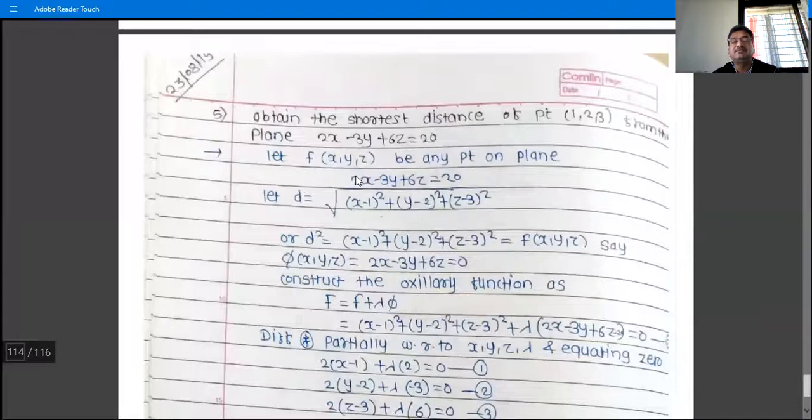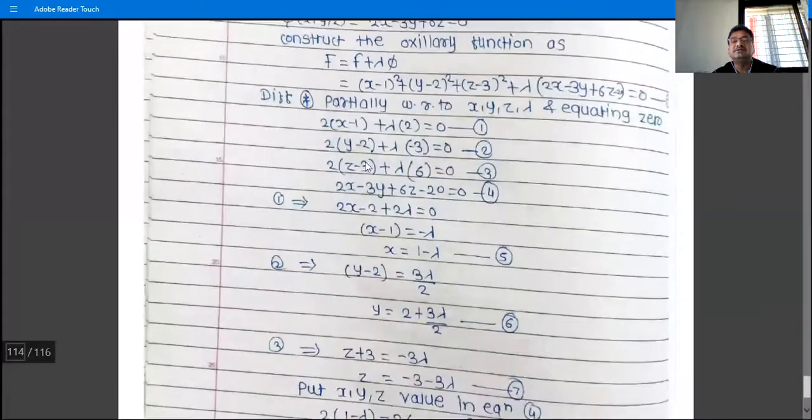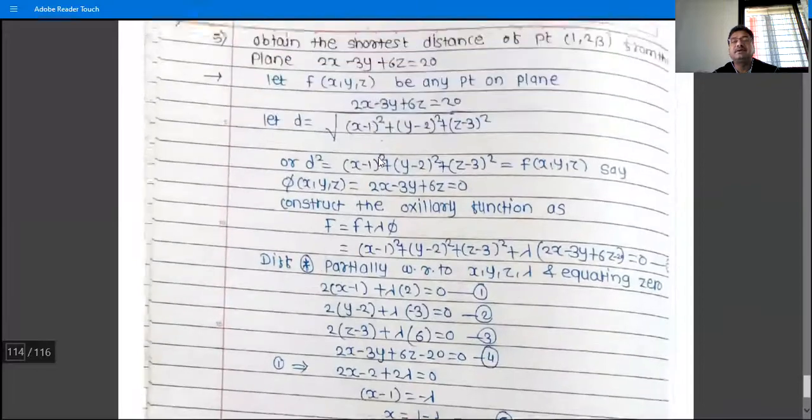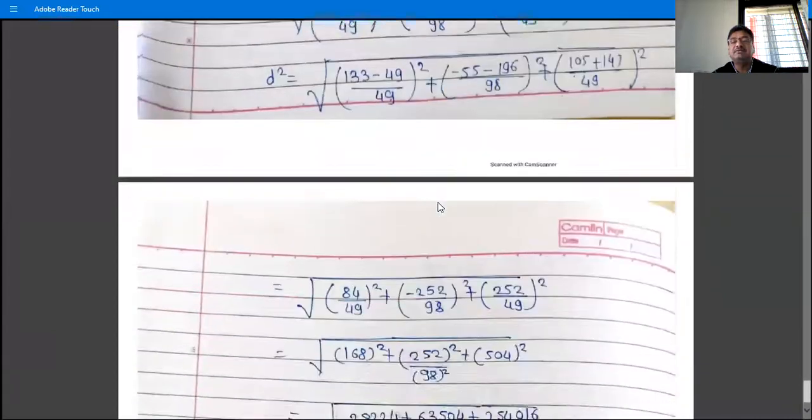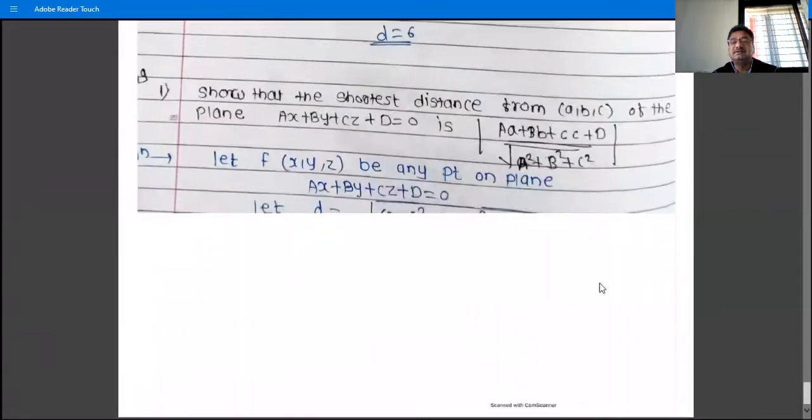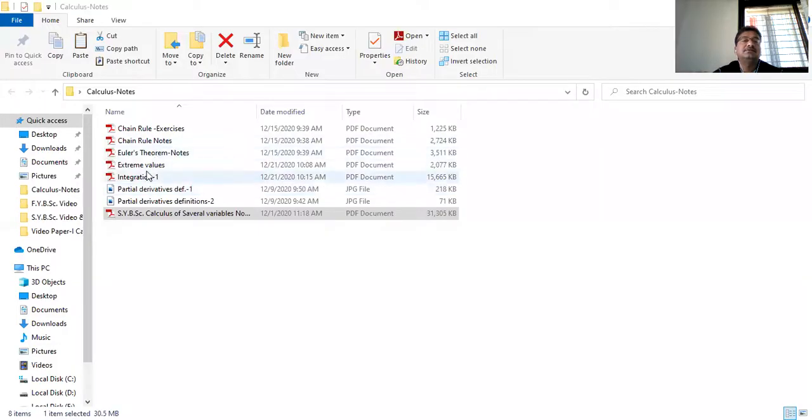D square is equal to, d is equal to what? Root d is root of x minus a bracket square, y minus b bracket square, z minus c bracket square. Substitute those values, we get this answer. Or some short method is there. We discuss this answer of this problem in the some another extra problems for extreme values.